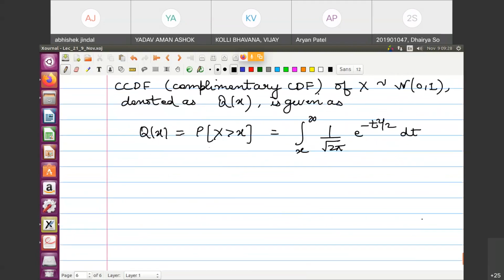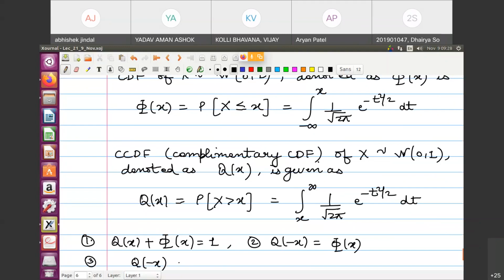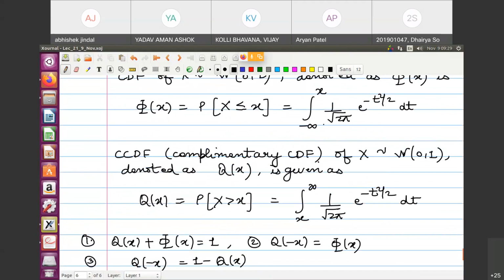Now a few properties. If at all you can see these two expressions. The first property is that q of x plus phi of x is 1. The second property is q of minus x is equal to phi of x. And the third property is q of minus x is equal to 1 minus q of x. So these are three important properties. You can easily see, if I am adding q of x to phi of x, it becomes an integral from minus infinity to infinity of the distribution. And we know that if this is a PDF, it must integrate out to 1. So this is 1.